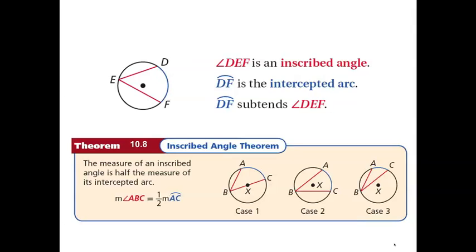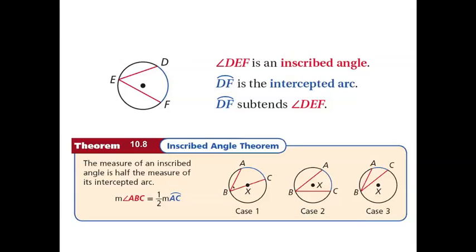And slide 2. In this case, what we have here is a theorem, the inscribed angle theorem. And what you need to understand is that it really doesn't matter which of the cases we have. In case 1, one of the sides of this angle ABC goes through the center of the circle. Here we have one side on either side of the center of the circle, and here both sides of the angle are on the same side of the center of the circle. It doesn't matter which of those cases, the formula is still the same.